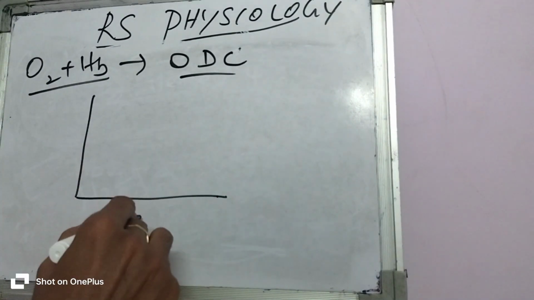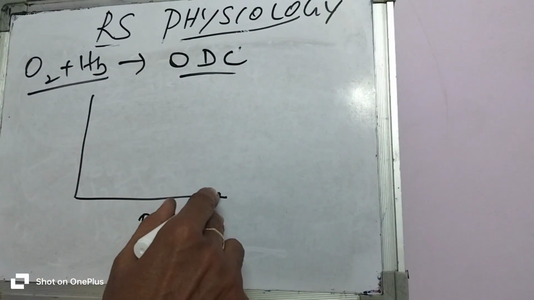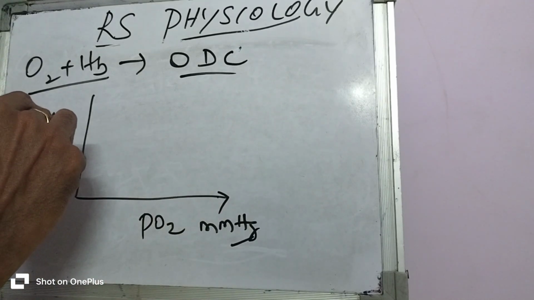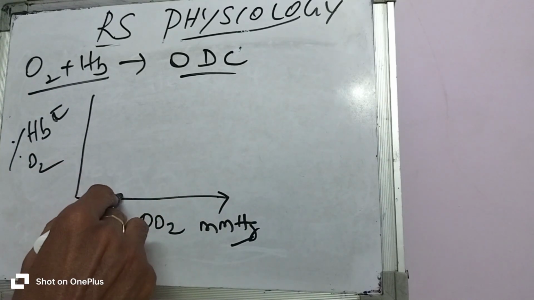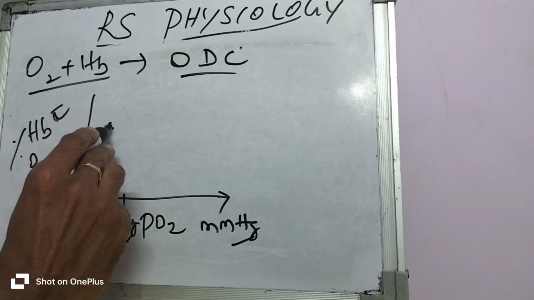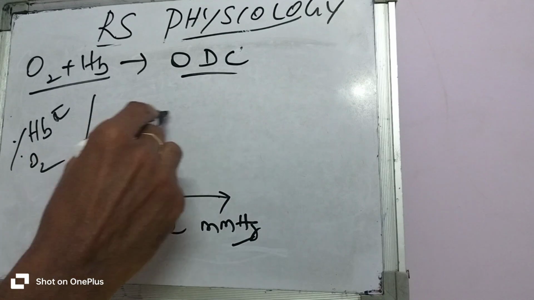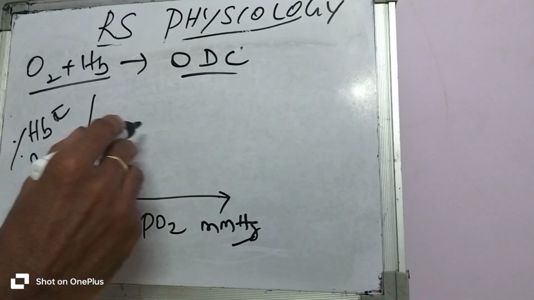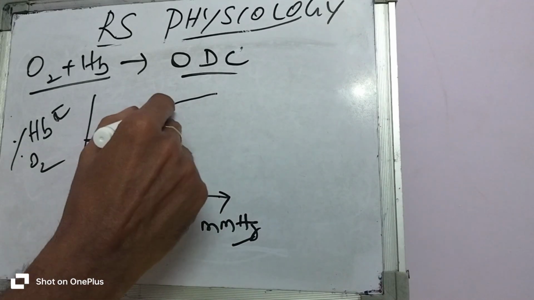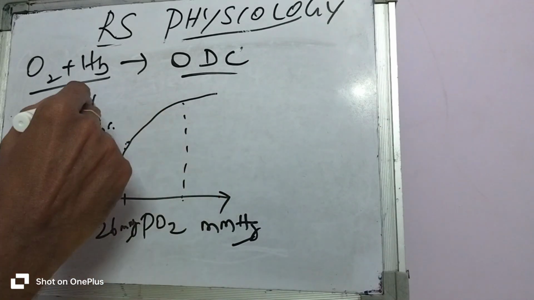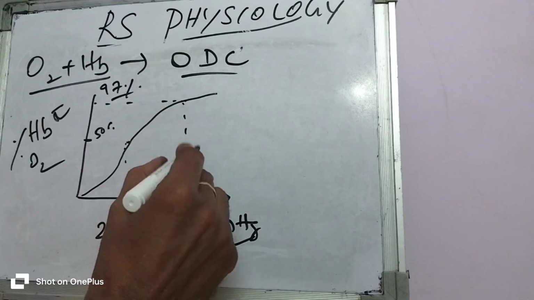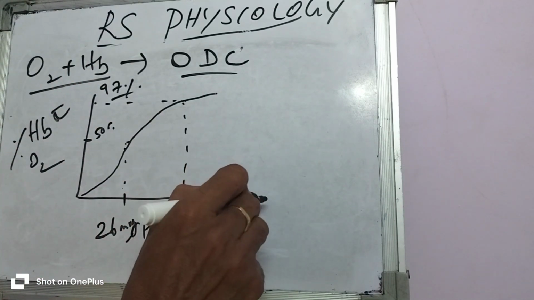So here we are plotting the partial pressure of oxygen on the x-axis in millimeter of mercury, and this is the percentage saturation of hemoglobin with oxygen. Normally, at a partial pressure of 26 millimeter of mercury, the hemoglobin saturation is 50%. If you plot the values between the partial pressure and the saturation of hemoglobin, you will get a sigmoid shaped curve. Say at 100 millimeter of mercury, the saturation of the hemoglobin is 97%. So 97% of hemoglobin is saturated at 100 millimeter of mercury partial pressure of oxygen.